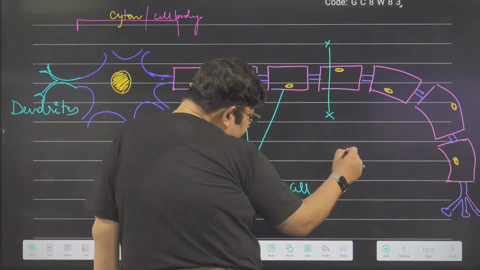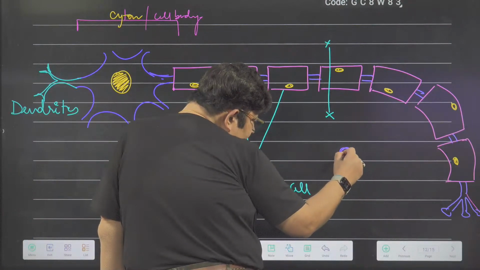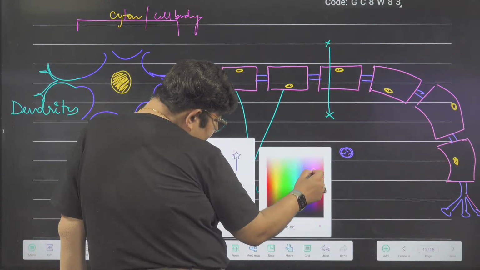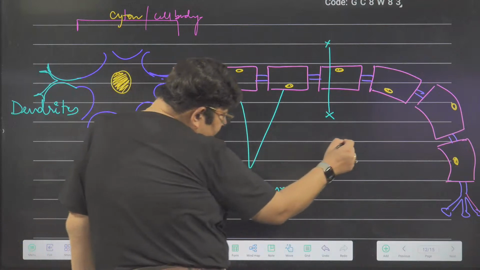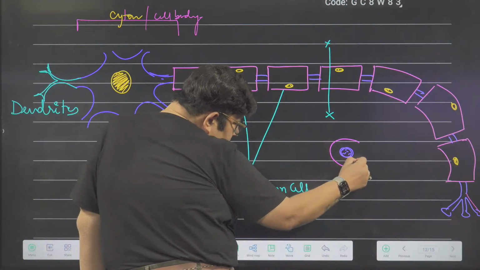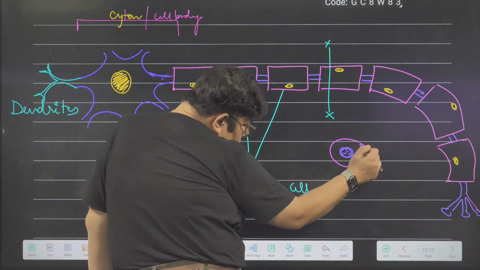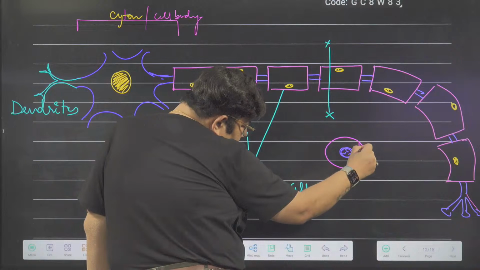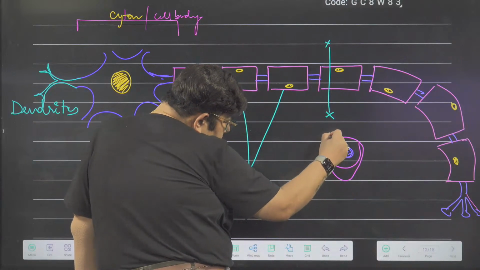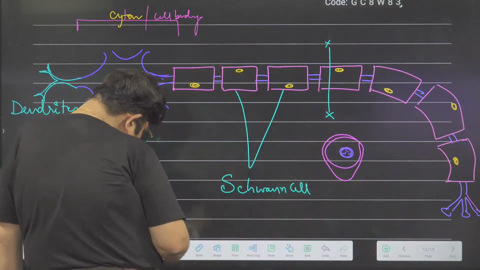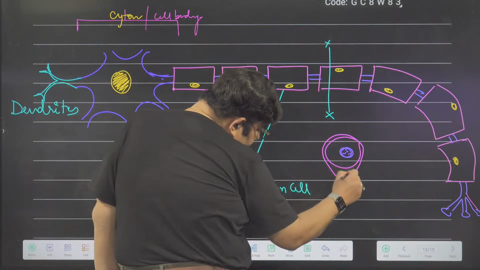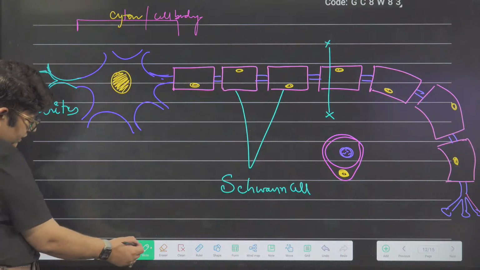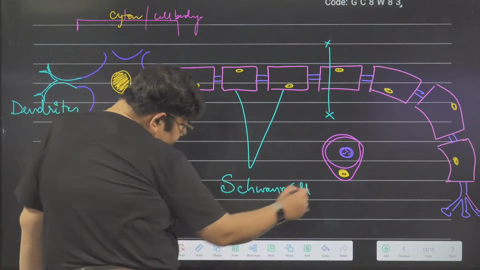So I'll first make the axon. So this is the axon. This color is axon, this is axoplasm, and this onion color is the Schwann cell. The Schwann cell is like a chapati, like a chapati which is rolled around the axon. And this one is the nucleus. This is the Schwann cell.